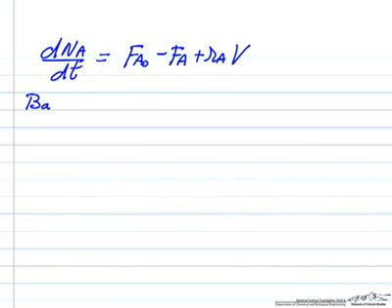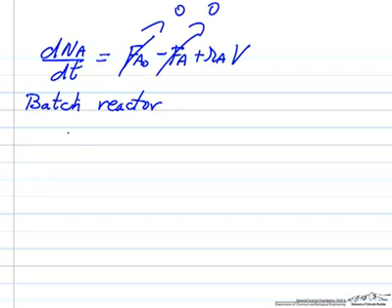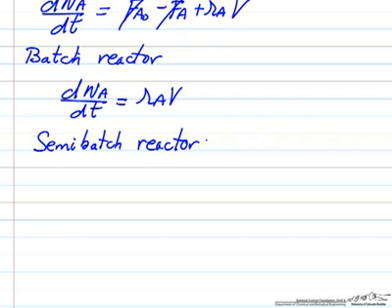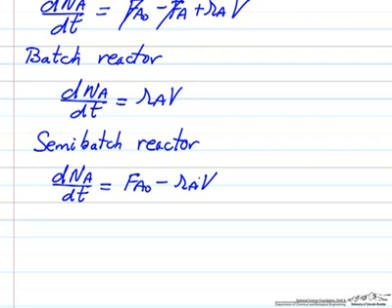So let's look at this mass balance and how it applies for a batch reactor. For a batch reactor, there's no flow in and no flow out, and that means our mass balance simplifies to this. A semi-batch reactor might be the case where, for example, we have flow in, or we're slowly adding one component to control reaction rate, but no flow out. So the balance for a semi-batch reactor might be something like that.